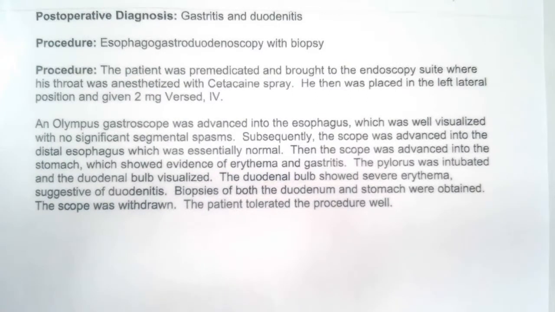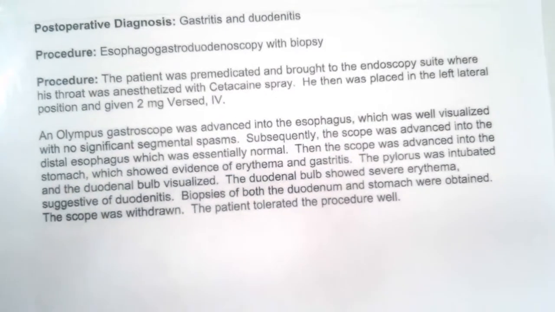Then the scope was advanced into the stomach, which showed evidence of erythema and gastritis. The pylorus was intubated and the duodenal bulb was visualized. The duodenal bulb showed severe erythema suggestive of duodenitis. Biopsies of both the duodenum and the stomach were obtained, and the scope was withdrawn, and the patient tolerated the procedure well. So guys, what body parts do we have?